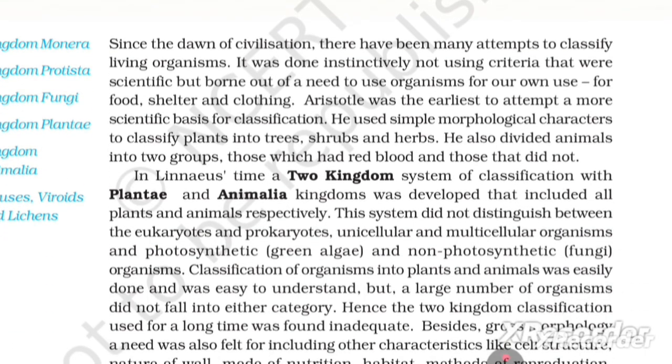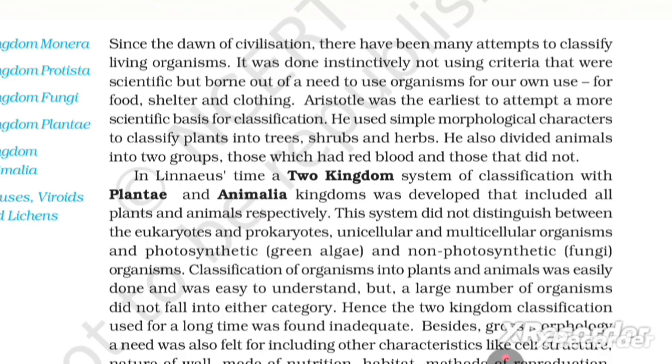Linnaeus's time, a two-kingdom system of classification with Plantae and Animalia kingdoms was developed that included all plants and animals respectively. This system did not distinguish between eukaryotes and prokaryotes, unicellular and multicellular organisms, and photosynthetic green algae and non-photosynthetic fungi.